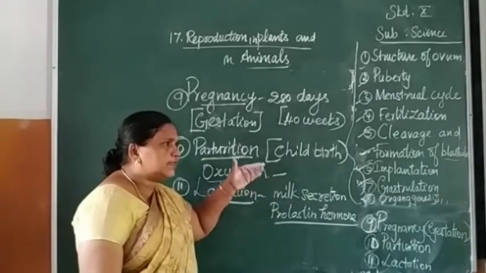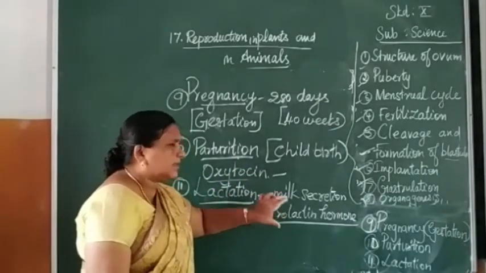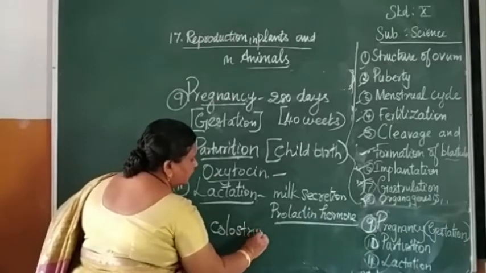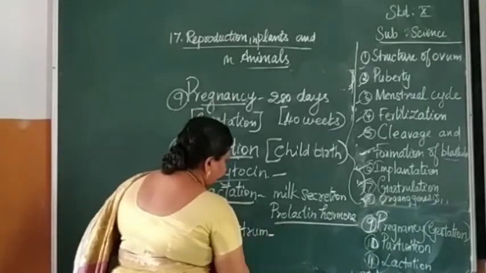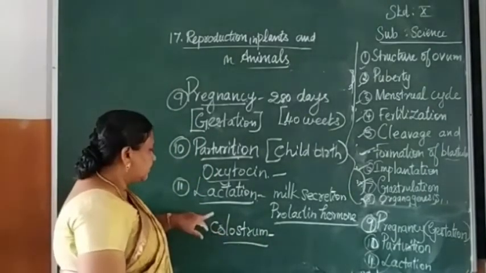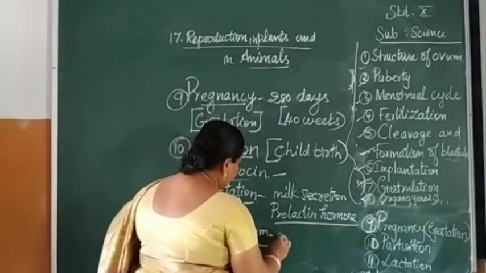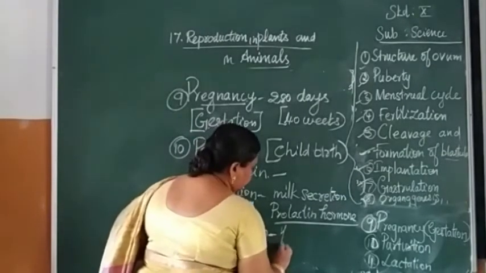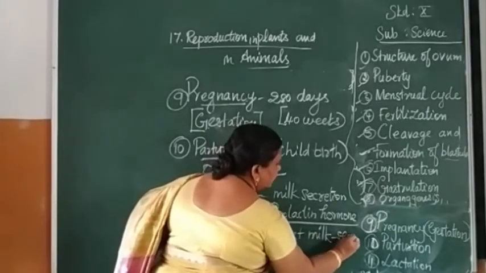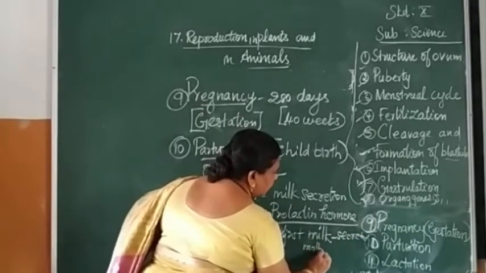Afterwards, this milk is the food for the baby. The first secreted milk of the female contains protein-rich milk that is called colostrum. Colostrum means the first milk secreted by the female, the mother. The first milk secreted by females or mothers is called colostrum.